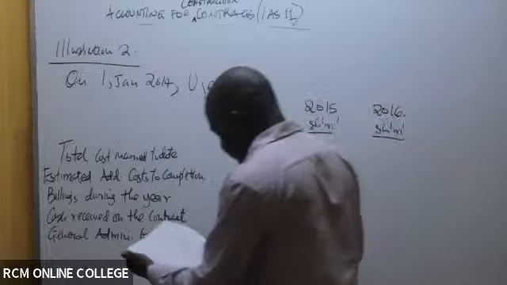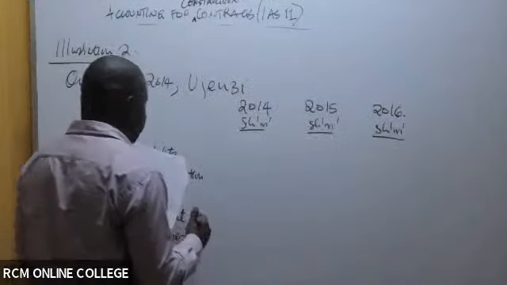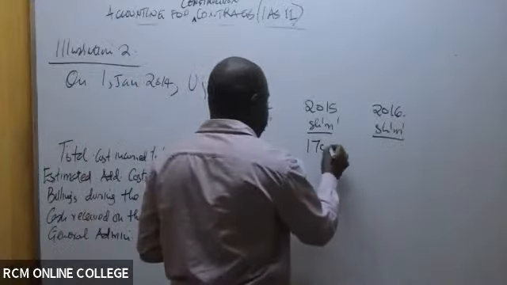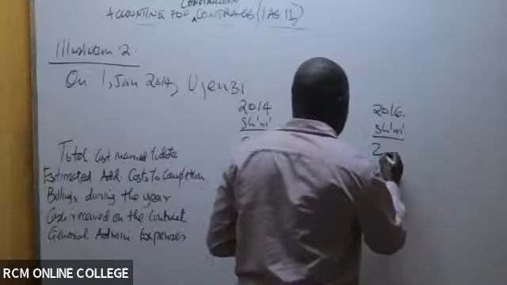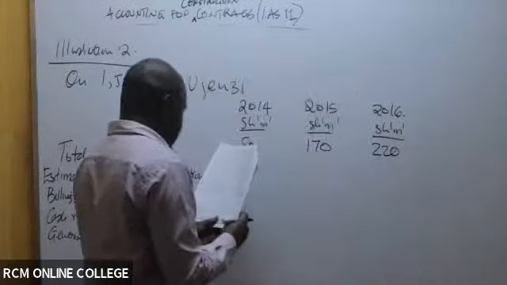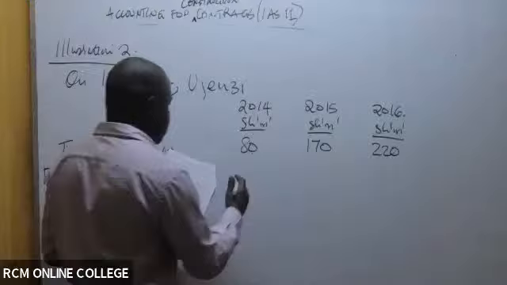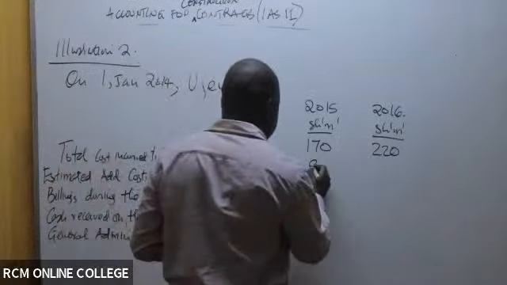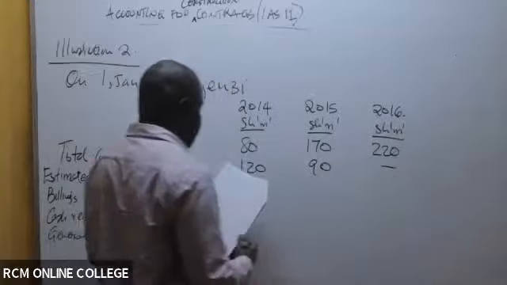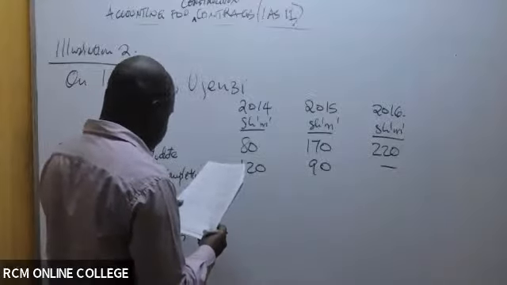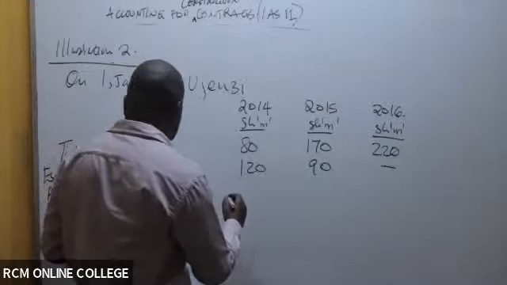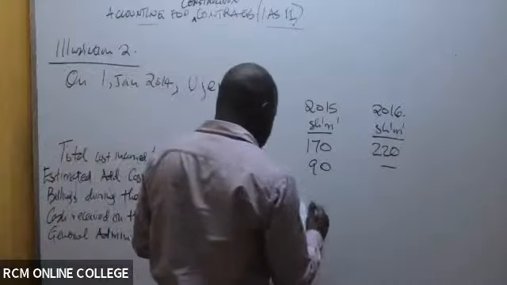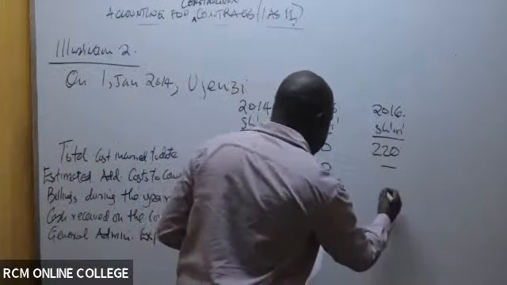So tunataka kuanza kuweka figures. So hapa total cost incurred to date, hapa ni 80, hapa ni 170, hapa ni 220. Then estimated additional costs to completion is what this one is 120 million, this one is 90, and this one there's nothing there. Billing made during the year on the contract is actually 90, this one is 100, this one is 60.